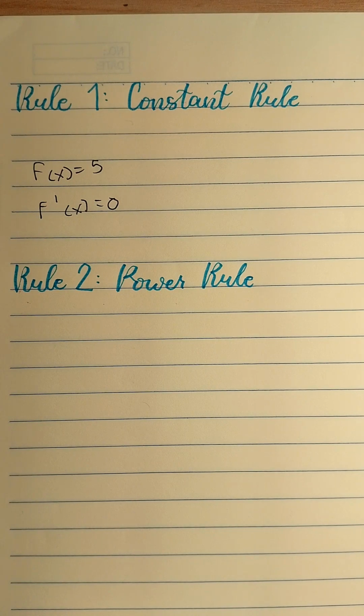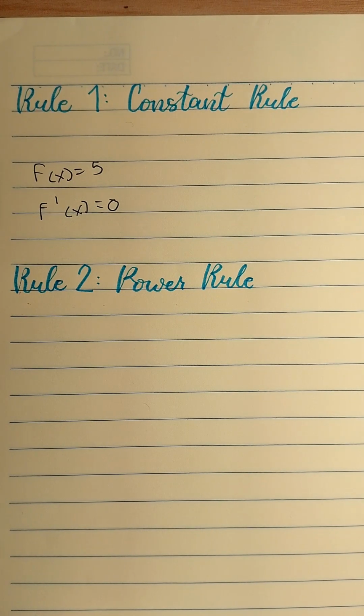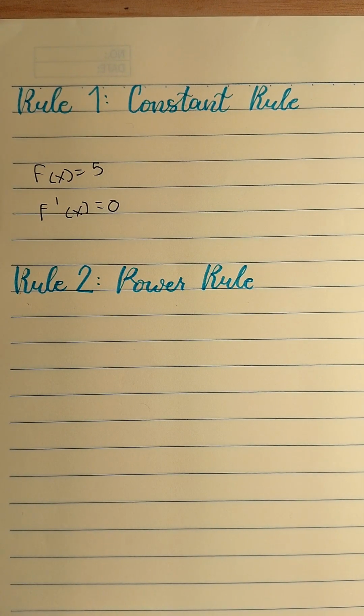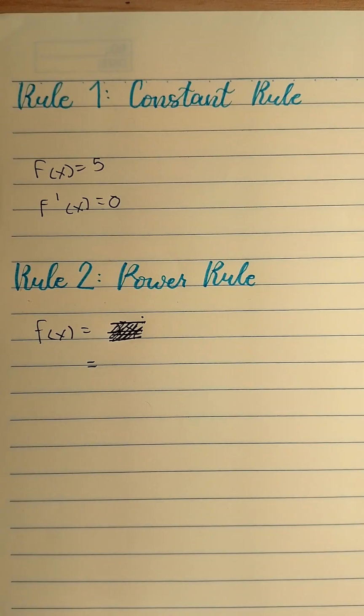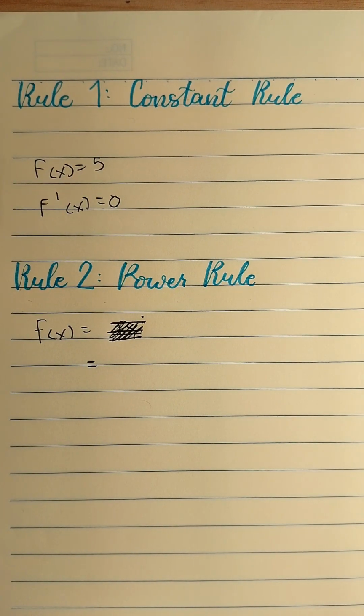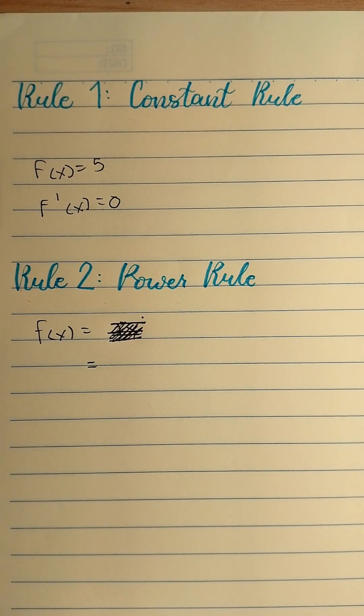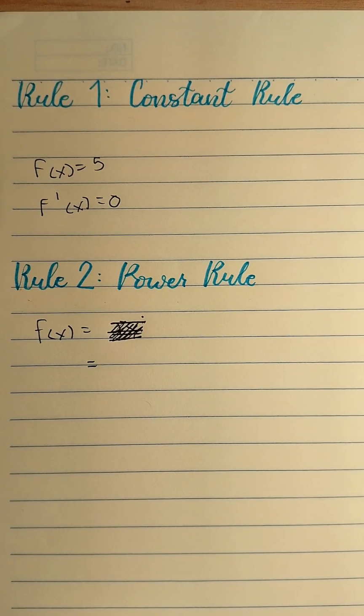Rule number 2, power rule. If f of x is equal to x raised to n, then f prime of x is equal to nx raised to n minus 1. For example, the power rule. If f of x is equal to x raised to n, then f prime of x is equal to nx raised to n minus 1.